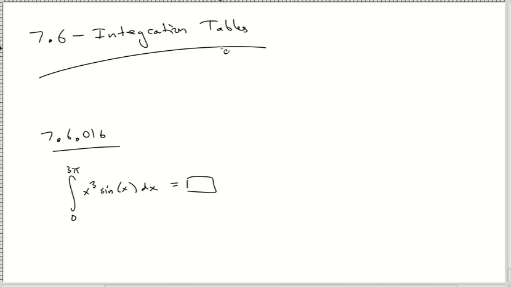7.6 problem 16: we have the integral from 0 to 3 pi of x cubed sine of x dx. Figure it out. Well, let me just tell you ahead of time that this is a formula. That's what this integration table stuff is. I've been mentioning that there are like 100 formulas and all that. This is exactly it. There's a section devoted to just these.